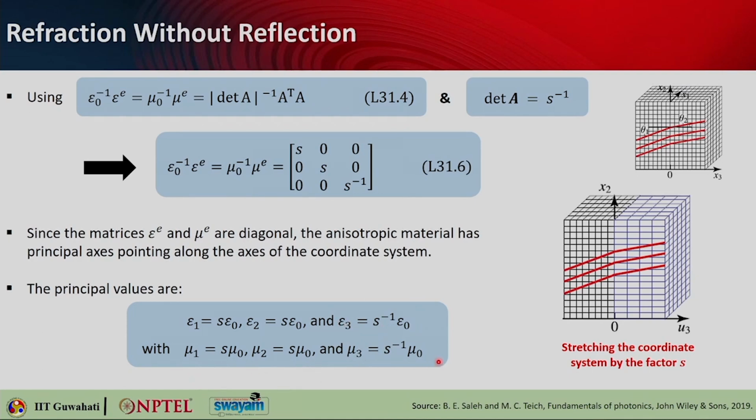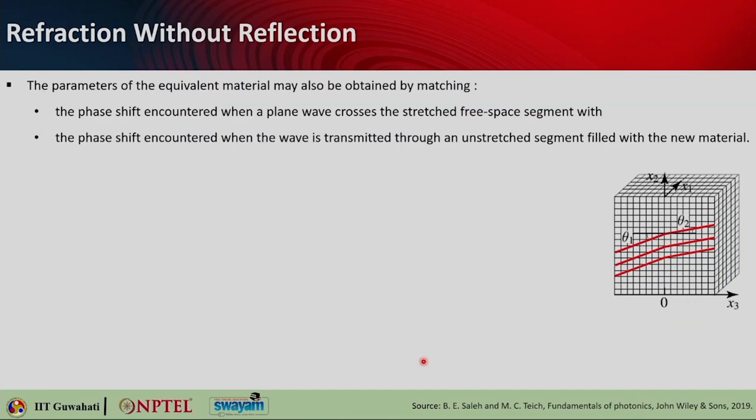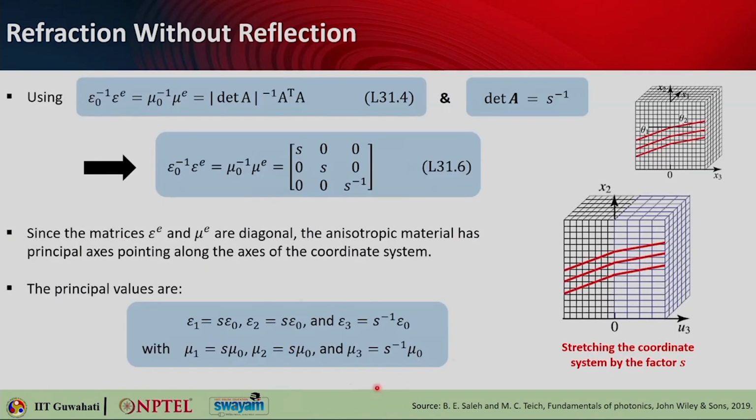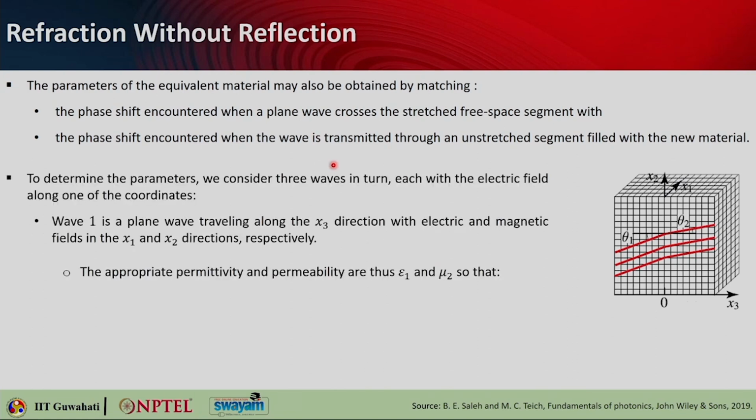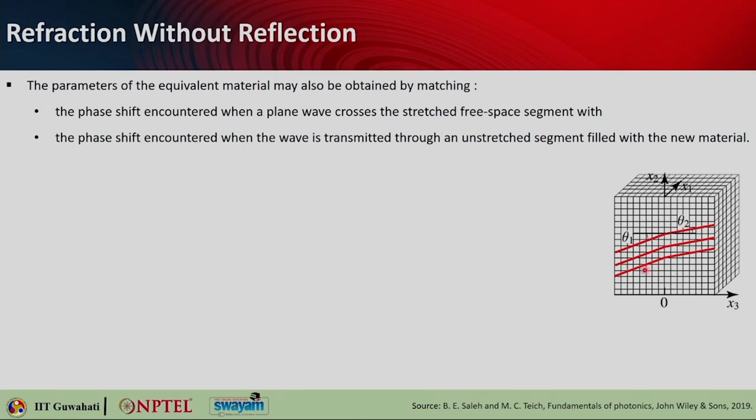Similarly, you can find out the permeability along the 3 directions 1, 2 and 3. Okay. So, mu 1 will be S mu naught, mu 2 will be S mu naught, mu 3 will be S inverse mu naught. Okay. So, this is basically the requirement of the new material, which has to be placed on this right side. Okay. So, we understood that the parameters of the equivalent material may be obtained by matching this. Okay. So, what are the requirements we are fulfilling here?